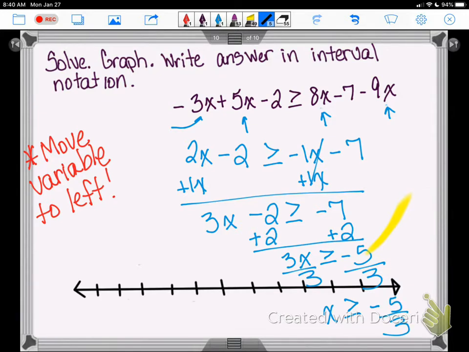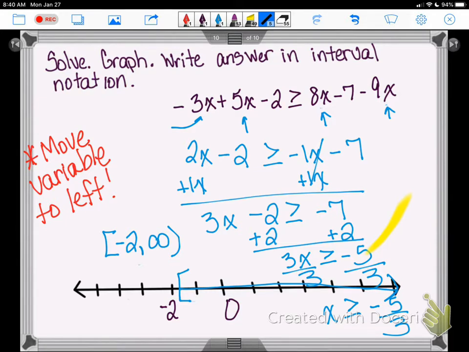Now, negative 5/3 is a little bit more than negative 2. Okay? Negative 6/3 would be negative 2. So we're almost at negative 2. I go up this direction. Okay, so my answer is negative 2 to positive infinity. Your infinity and your negative infinity will always have a parenthesis.